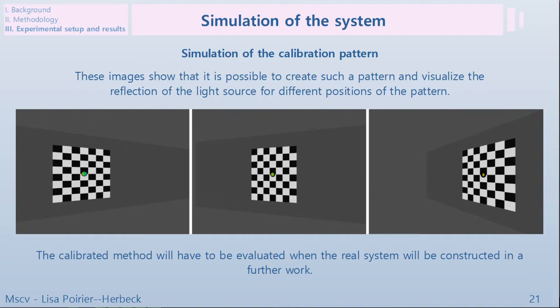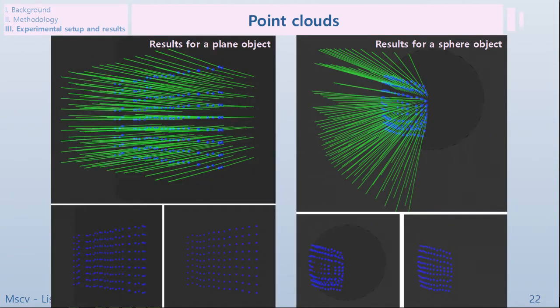First, we did the simulation of the calibration pattern. These images show here that it is possible to create such a pattern and visualize the reflection of the light source for different positions of the pattern. Of course, the calibration method will have to be evaluated when the real system is constructed in further work. So here are some photographs of our results for a mirror plane object and a mirror sphere object.